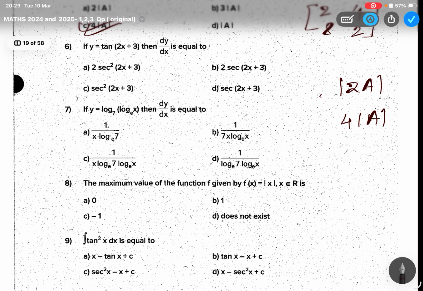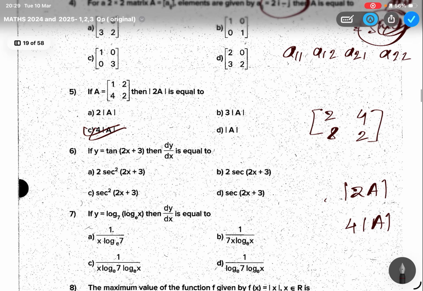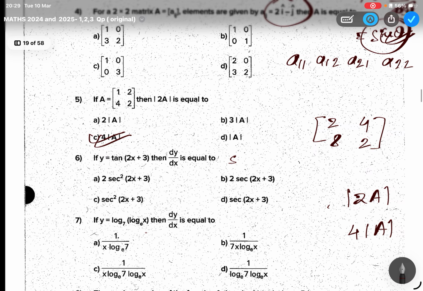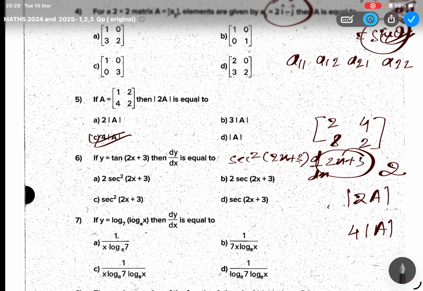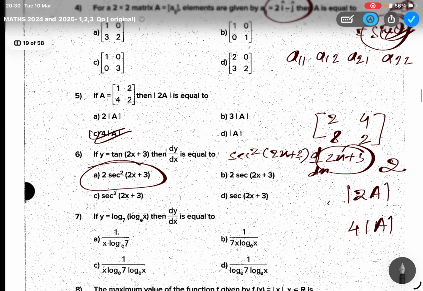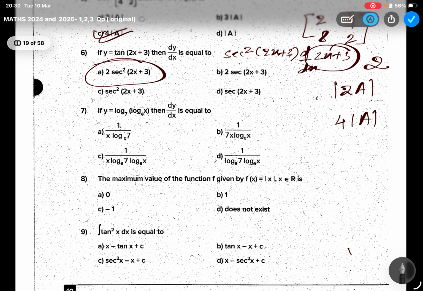Next, tan of something. What is the differentiation of tan x? Secant square x, into the differentiation of 2x plus 3. What is the differentiation of 2x plus 3? It is only 2. Then the answer is 2 times sec square of 2x plus 3. Here the chain rule property is used.